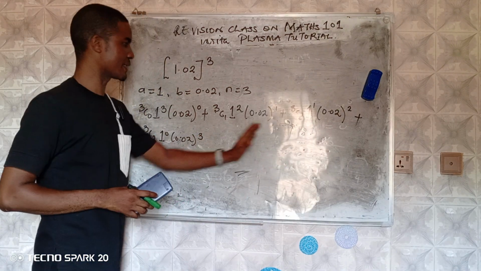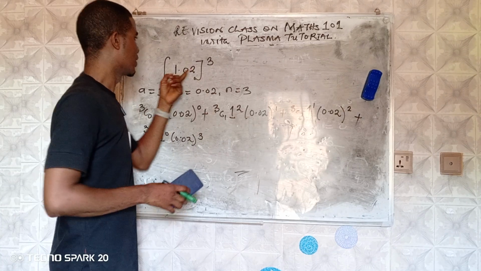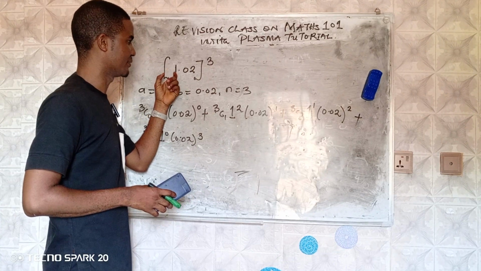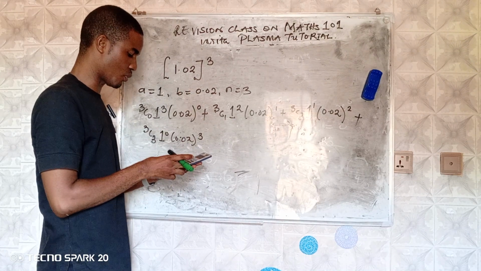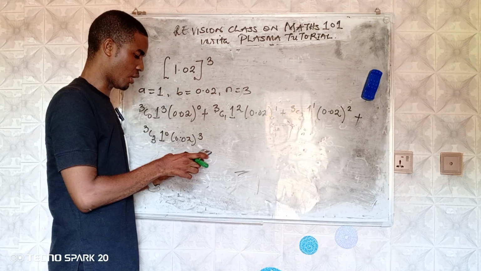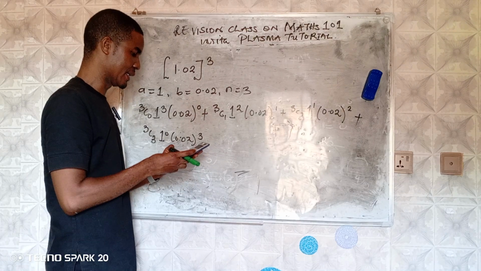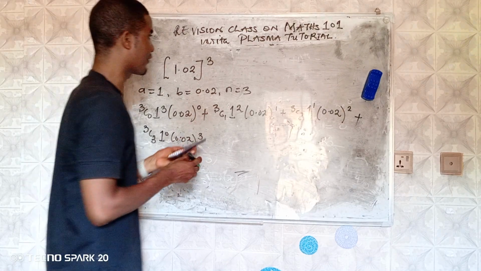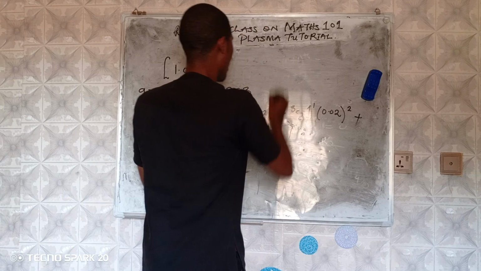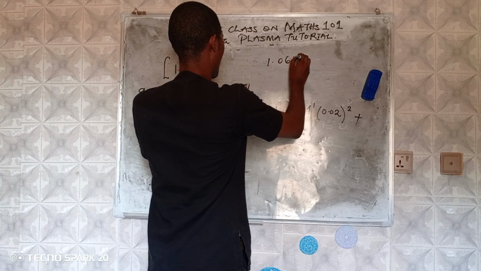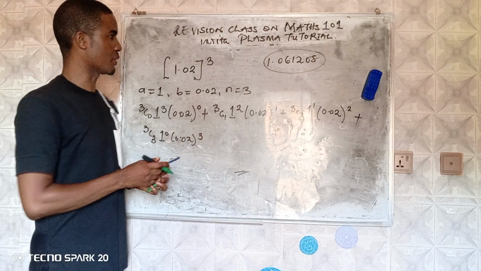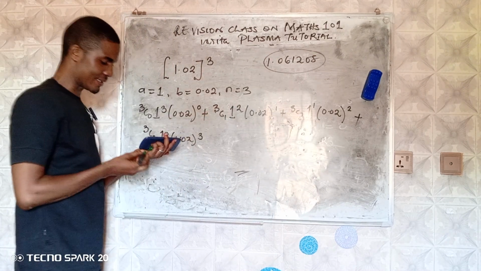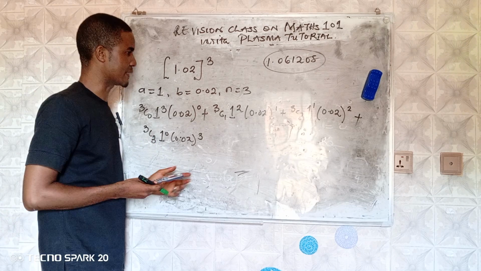Now, if you follow this step and simplify it further, you will see the final answer of this. And it will tally with what the calculator is supposed to give you. If you press 1.02 all raised to power 3 and you solve it, you'll still be getting the final answer as 1.061208. If you solve this out, you are going to get this. And that is exactly what the calculator also has given to us.